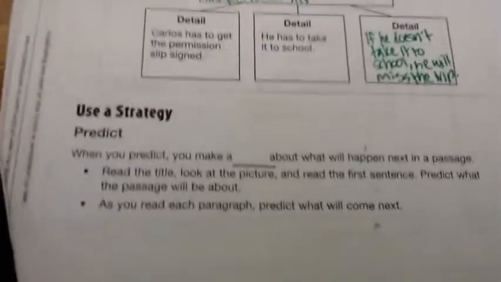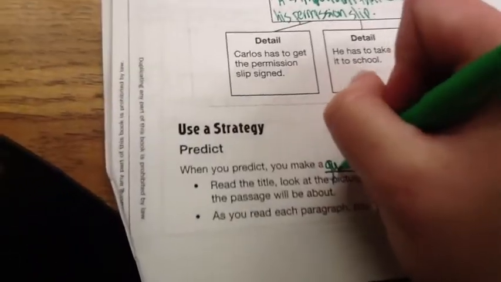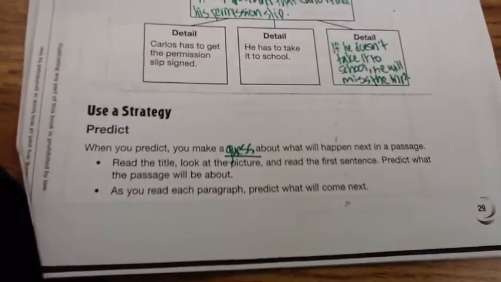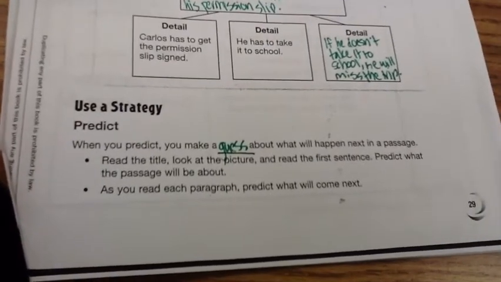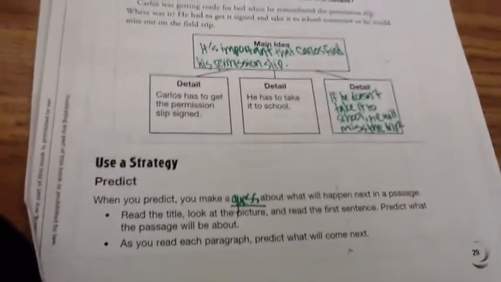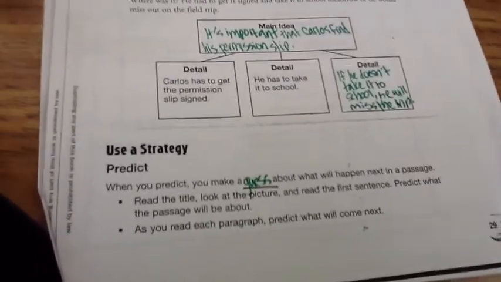Now let's go over a reading strategy. The strategy is predict. When you predict, you make a guess about what will happen next in a passage. In order to predict, you read the title, you look at the pictures, and you read the first sentence in order to predict what the passage will be about. As you read each paragraph, you'll predict what will come next. Let's move forward and practice.